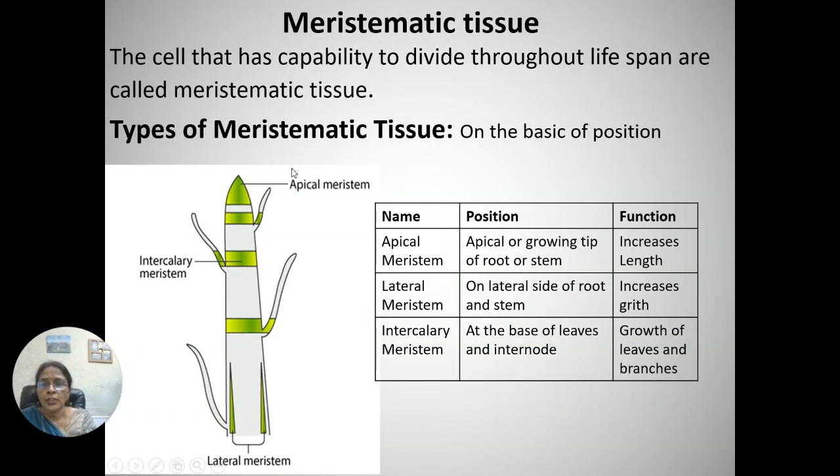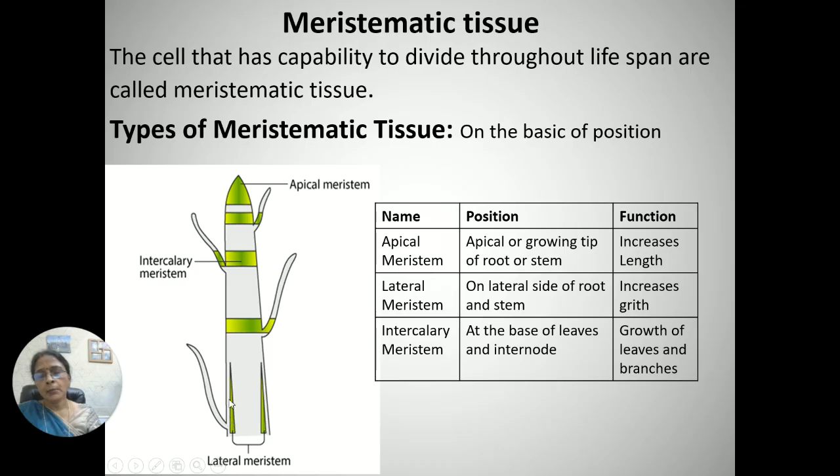This diagram shows the different types of meristematic tissue. First, apical meristem, intercalary meristem, and lateral meristem. As the name indicates, apical meristems are found at the apical region of the plant part, and by their activity, the length of the plant part increases. For example, root and stem. So the apical meristems are found at the root tip or the shoot tip.